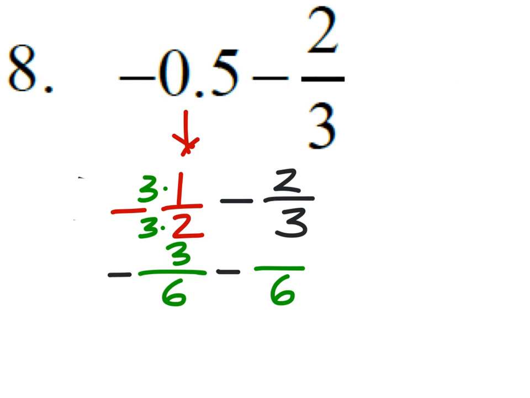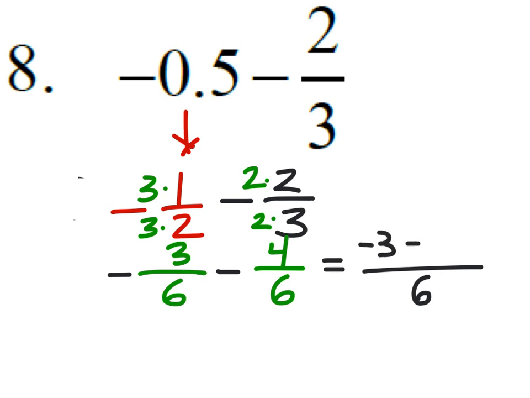Up and count, this is 3. We're going to have to multiply it by 2 to get 6. 2 times 2 then, the numerator, 4. Well, once again, now that we have common denominators, just sixths. I've got -3 minus 4. Still in sixths. What is -3 minus 4?